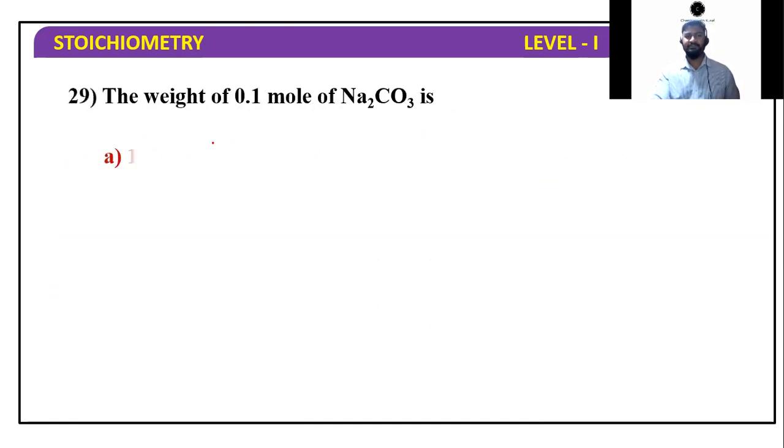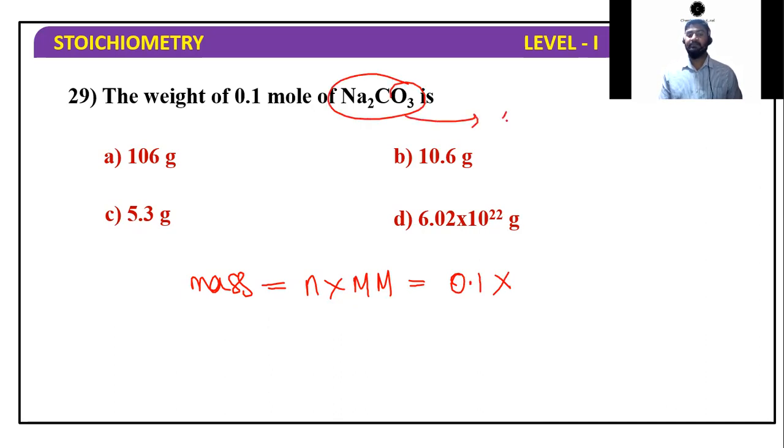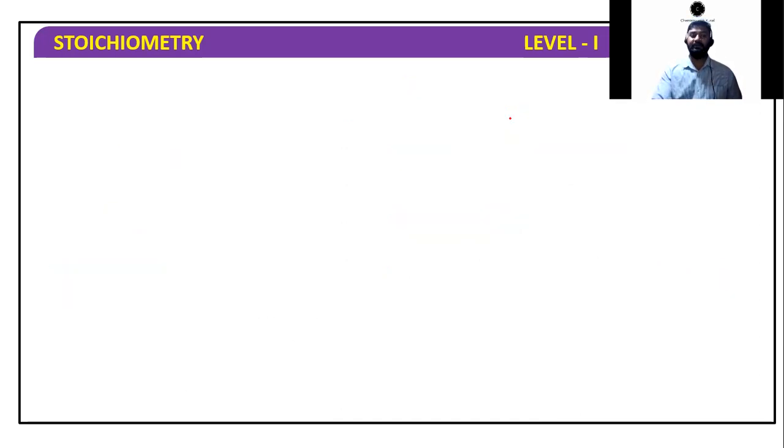See, a simple question. Next, what's the weight of 0.1 mole of Na2CO3? How to find mass when moles is given? Come on, pause the video and do it. So mass is nothing but number of moles into molar mass. What is the number of moles? 0.1. What is the molar mass? That will be 46 grams plus 12 grams plus 48 grams, 106 grams. So the answer is 10.6 grams. That is option B. Excellent, guys. Okay, next question.